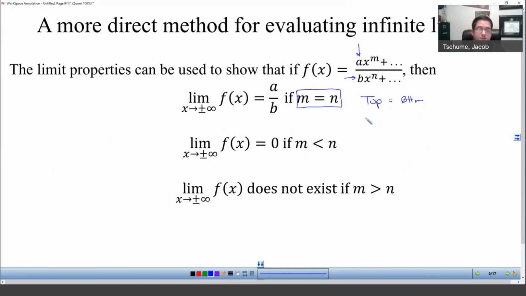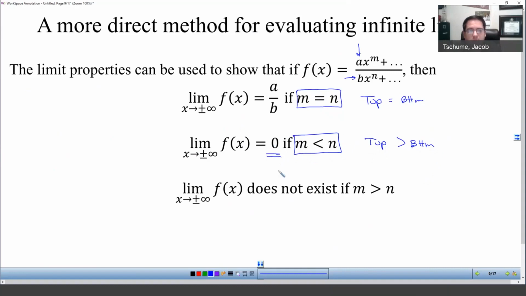Now, what if one is bigger than the other? That's the next two rules. If the power of n is bigger than the power of m, so that essentially means that your top power is greater than your bottom power. That's fine. Your answer will always be 0 if that's the case.